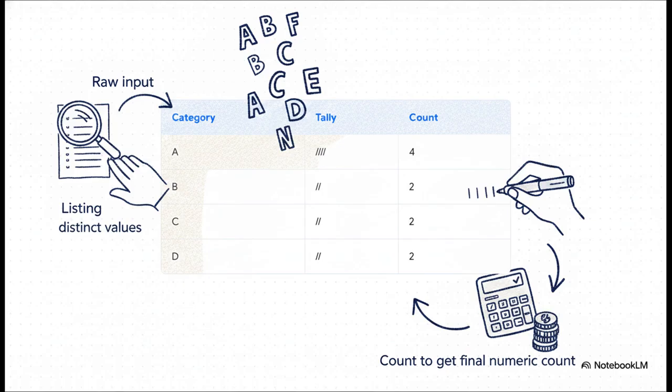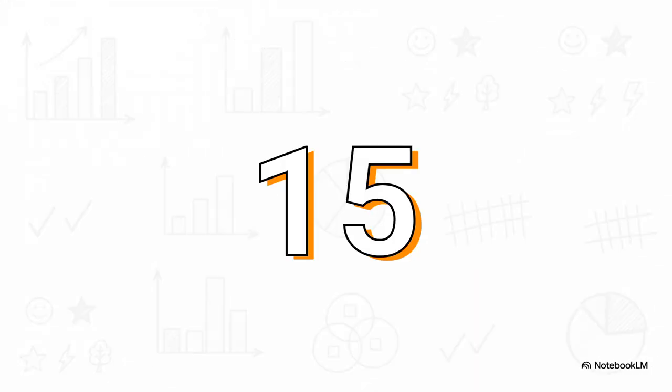Step 2, जैसे raw data आता है, we place a vertical tally mark for each observation. Finally, we just count those tallies up to get a final numeric count. A gets 4, B gets 2, and so on. Simple, right? Now you might be wondering, what if our dataset grows from 10 observations to 15 observations? Well, the process is exactly the same.